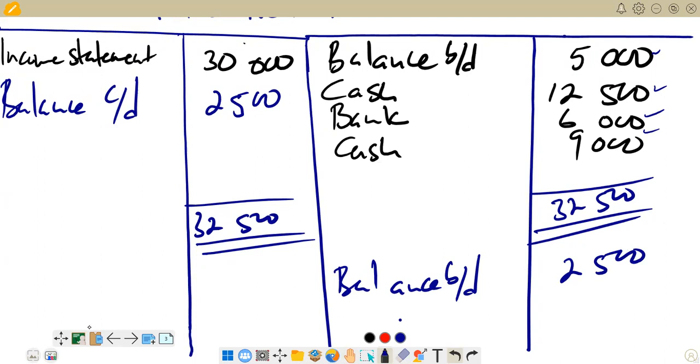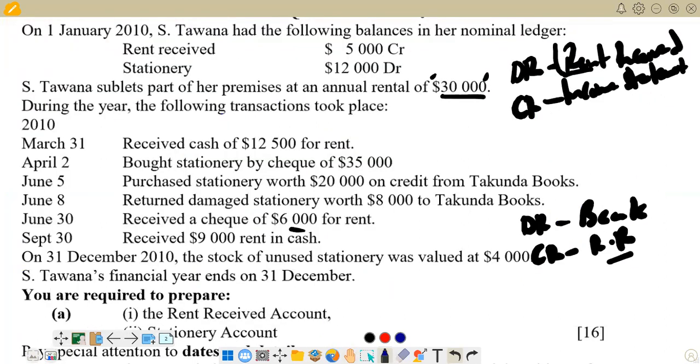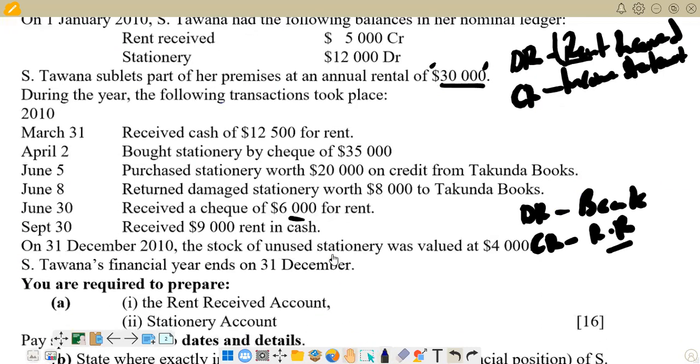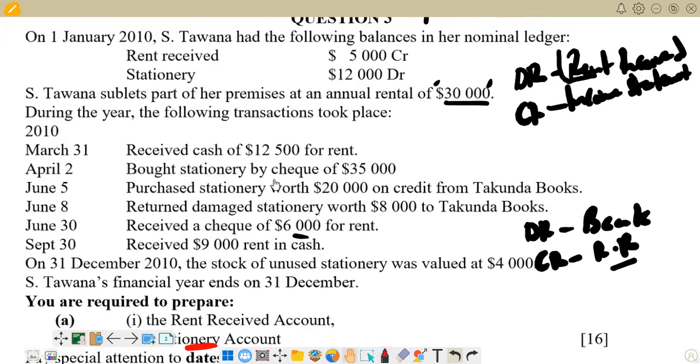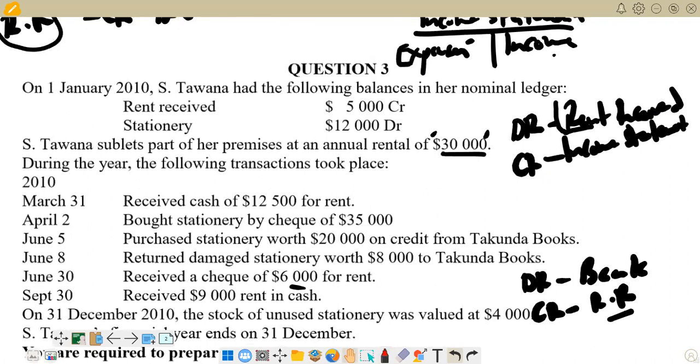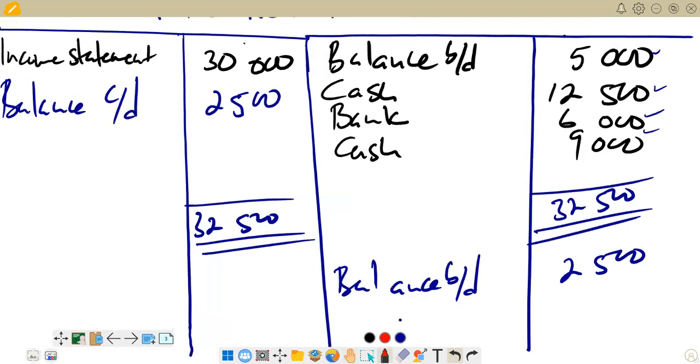Then we go back again to check the next question. You'd see that in the next question, we are now on the stationery account. So we are going to open a stationery account. But before we go there, we've got the balance that we are given at the beginning of the period, and we are being highlighted that the balance that we have for stationery at the beginning is a debit balance of 12,000. So we are going to the debit side of the stationery account, and that's where we're going to have our BD at the beginning.